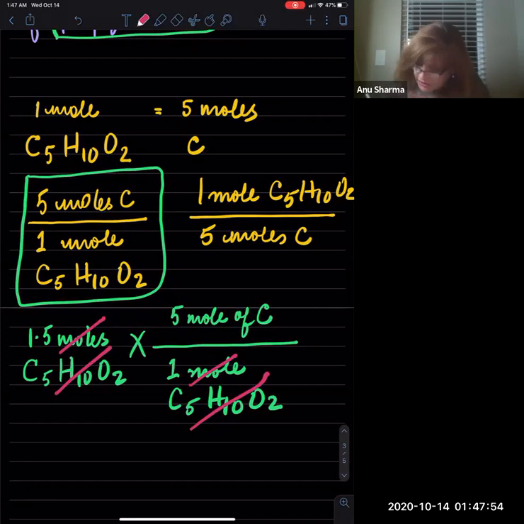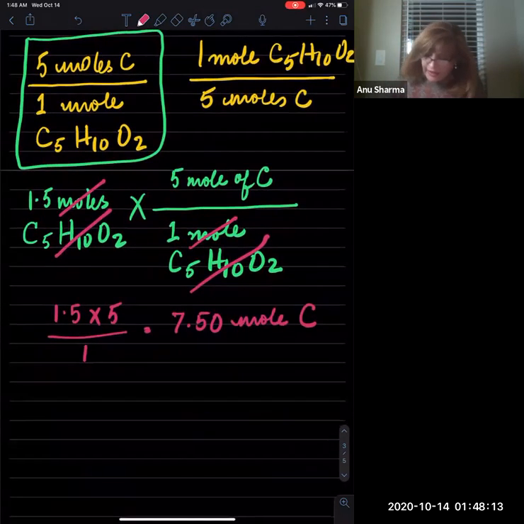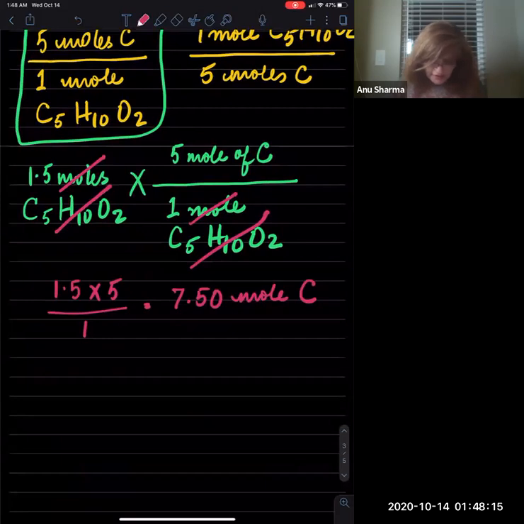So now you just do the math: 1.5 times 5 divided by 1. And that's going to give you 7.50 moles of carbon. Okay, that's the answer.